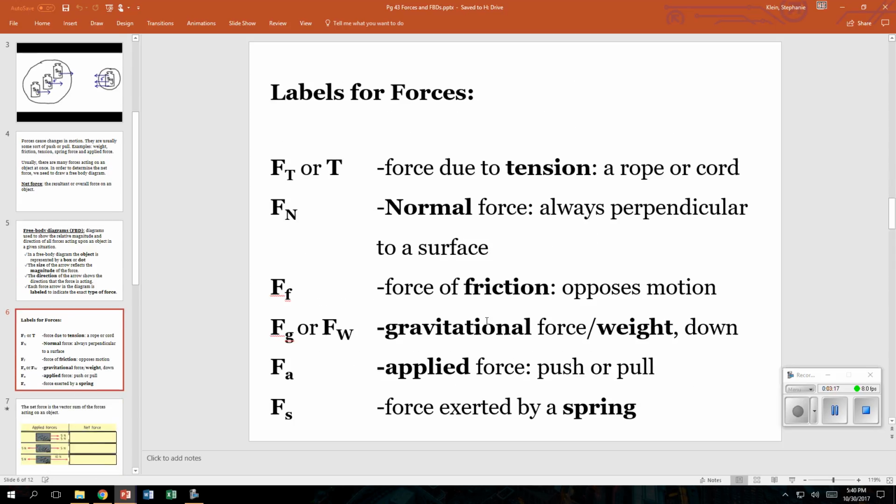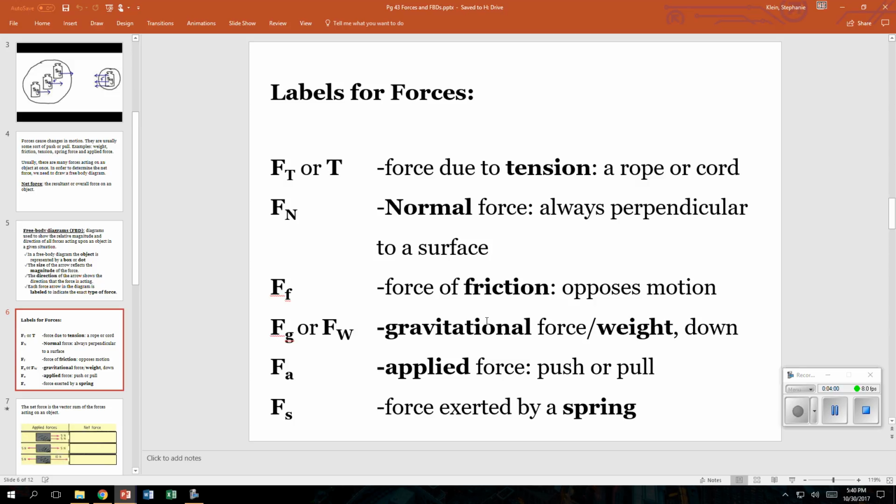The labels for our forces are going to be F subscript T, or capital T. This is going to be force due to tension, for example, a rope or a cord. Our force with a subscript capital N is what we call our normal force. This is always perpendicular to a surface. Okay. Our force subscript little f is the force of friction. This opposes motion. Our F little g, or Fw, is our gravitational force or weight that is down.